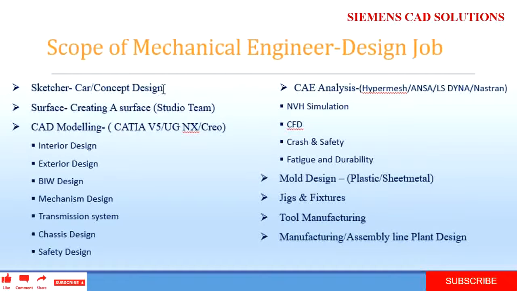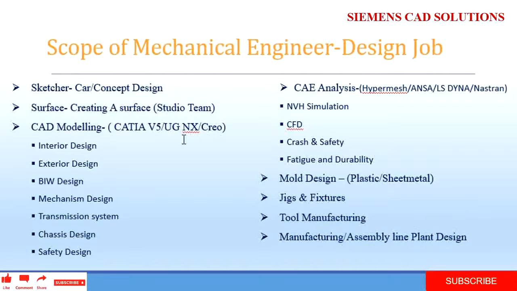And if you are good with sketching and also the CAD tool, you can go for the studio team process. So for the studio team, you need to learn Alias, software for studio creation, studio surface, A surface creation. Then if you want to do part modeling, then you need to learn Catia, UG NX or Creo. It depends upon the OEMs.